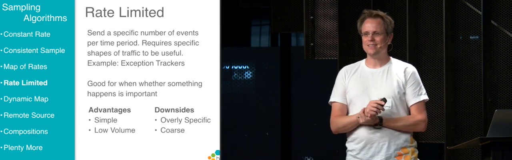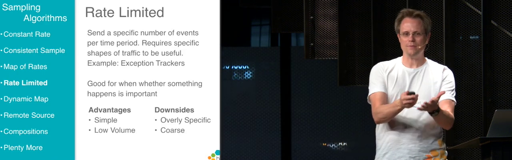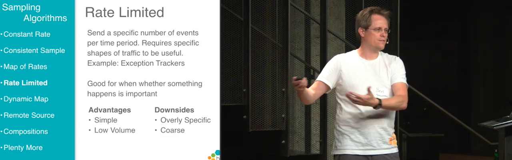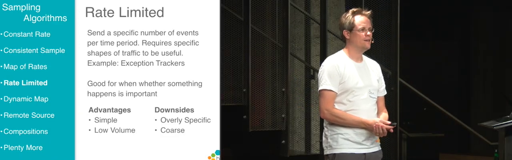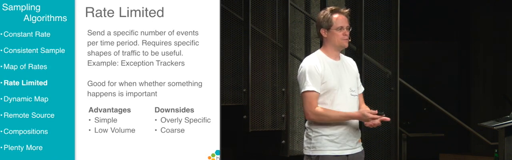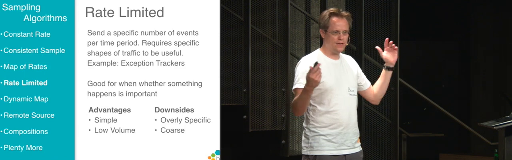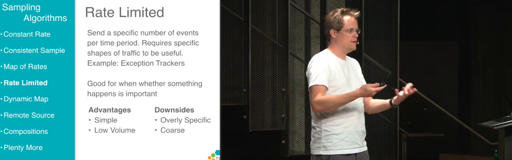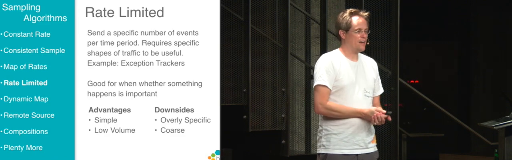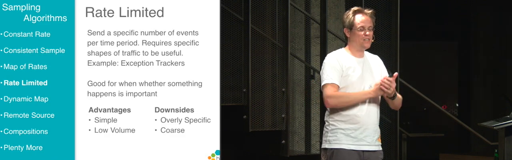The idea of rate limiting is that you care about whether something happens, but maybe less so about how many times it's happened, usually in a given time period. Things like exception tracking. You want to know when an exception fires, maybe once every hour or once every build or something like that. But if it's something that's firing 10,000 times, not very much additional information.